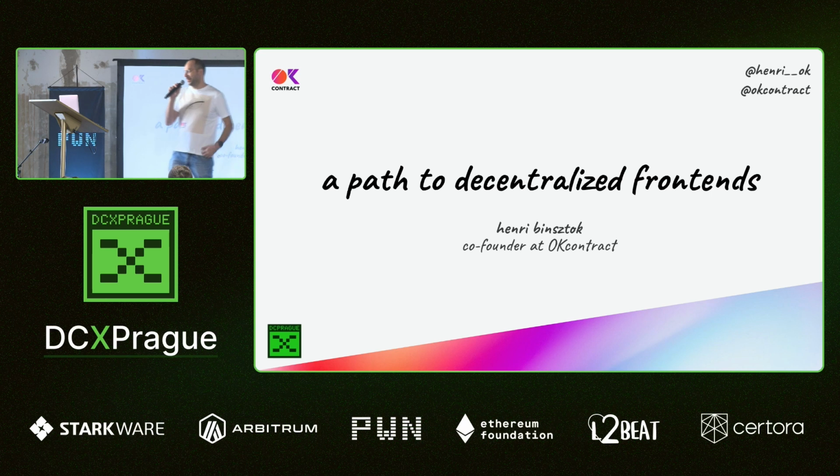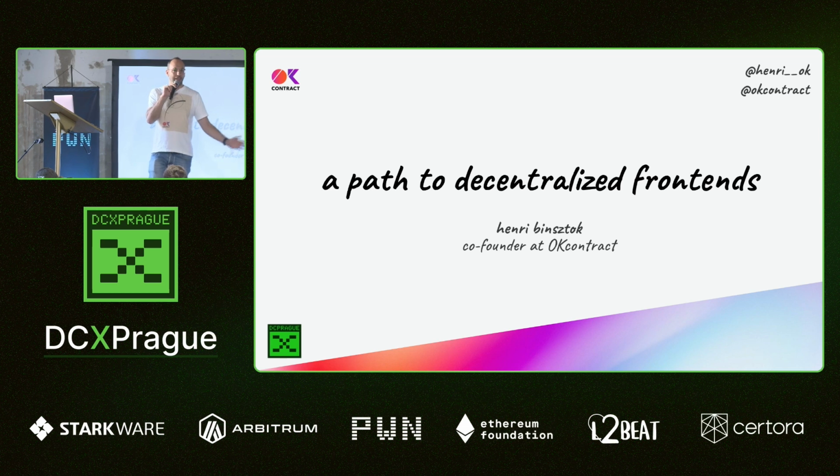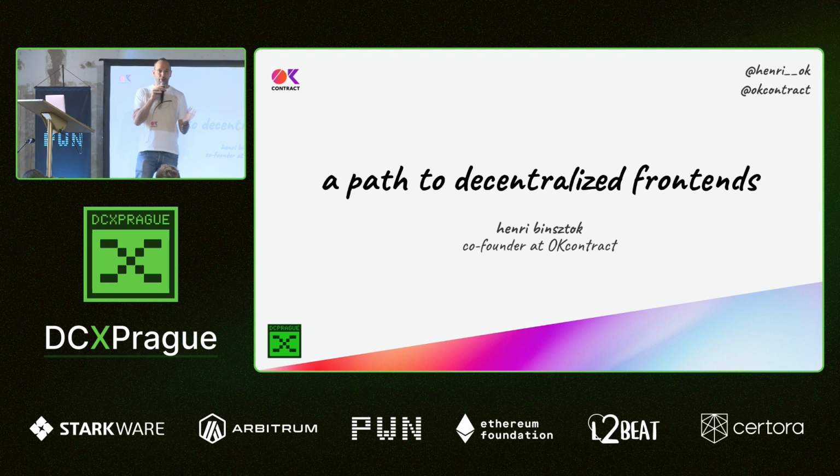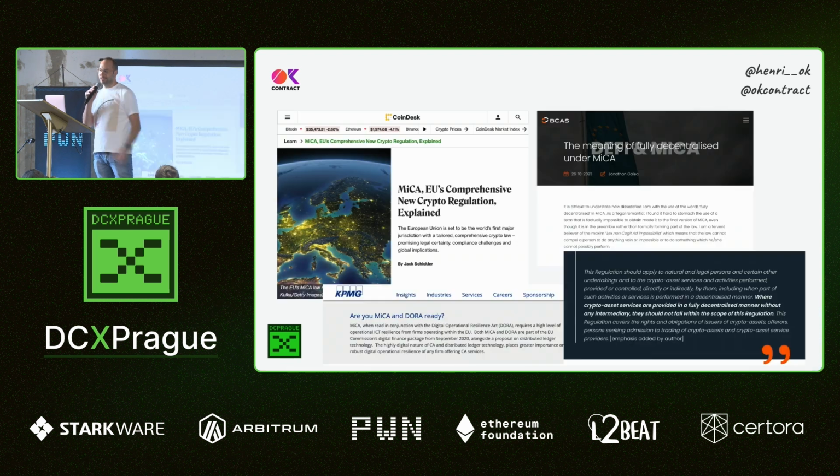My name is Henri, or Henri in French, and I'm the co-founder at OK Contract, where we basically try to redo the front-end stack differently for crypto. So the talk today is a path to decentralized front ends, and we'll see basically why we want decentralized front ends. We've been preaching in the desert for a couple years, telling people it's very important to fully decentralize front ends. But now there's some help coming in.